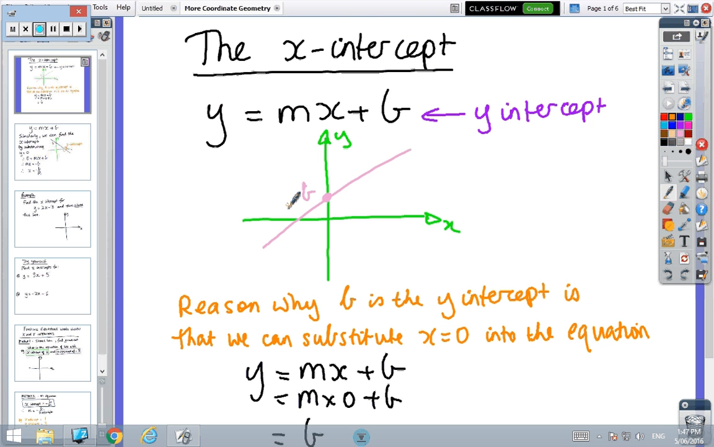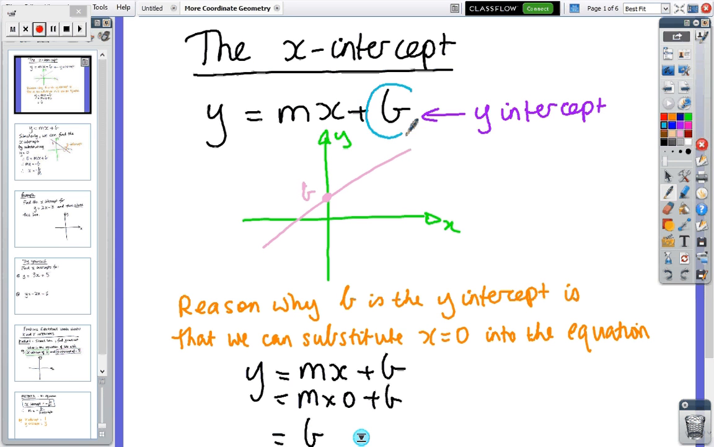So again, we just go back to the basic form, y equals mx plus b, and we've had this heaps of times now that this value, b, is the y-intercept. So that number there where it crosses the y-axis is called the y-intercept, and we could write it down as a coordinate. So we've got (0, b), the x number and the y number in that order.